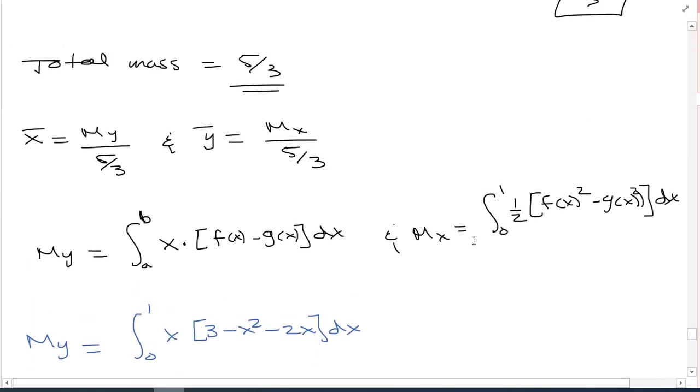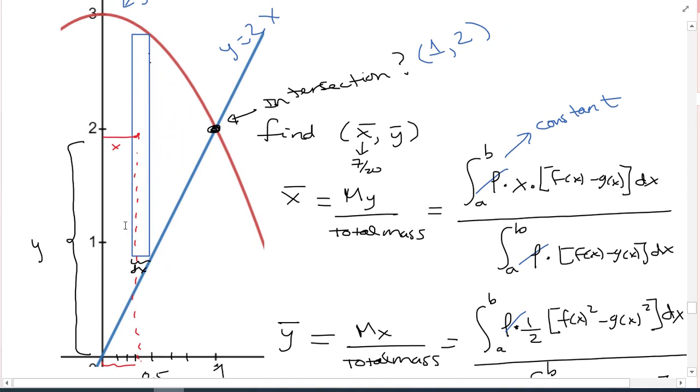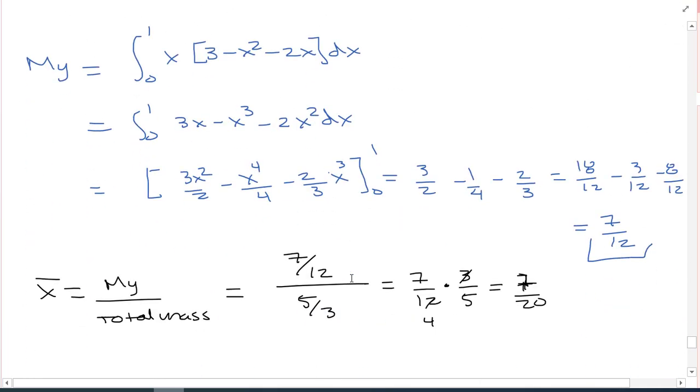So let's now use the formula for mx. So we have y bar. Y bar is the moment about the x, a tendency to rotate towards the x-axis, divided by the total mass, which is 5/3. So let's use this formula for mx. mx is the integral from 0 to 1, I'm keeping it as a dx integral, of 1/2 times the top function squared, so 3 minus x squared, minus the bottom function squared, dx. Now I could change it to a dy integral and say then the distance to the x-axis, which will be y, times the area, which as a dy integral you have to do right minus left, but notice that right minus left means you will have two integrals, one from 0 to 2, and then from 2 to 3. So it's better to do it as a dx integral anyway.